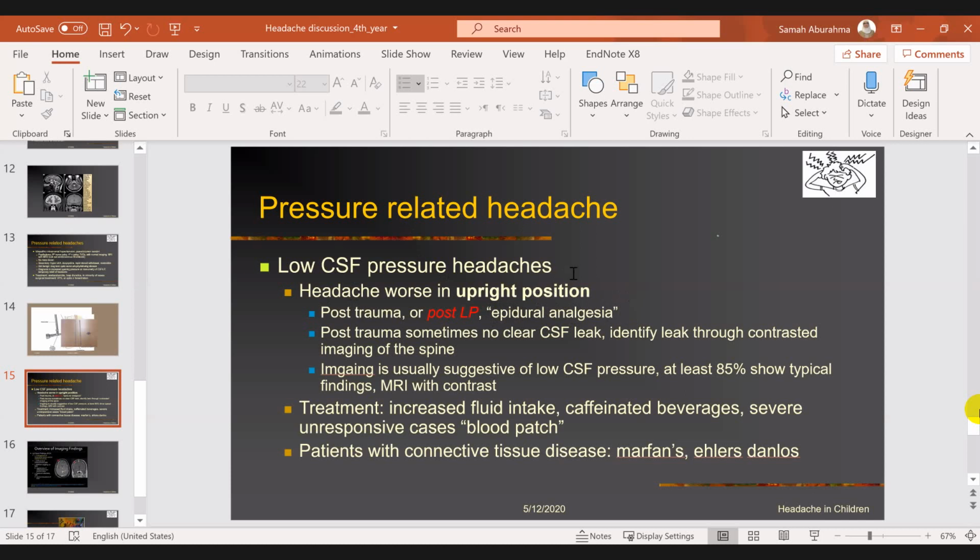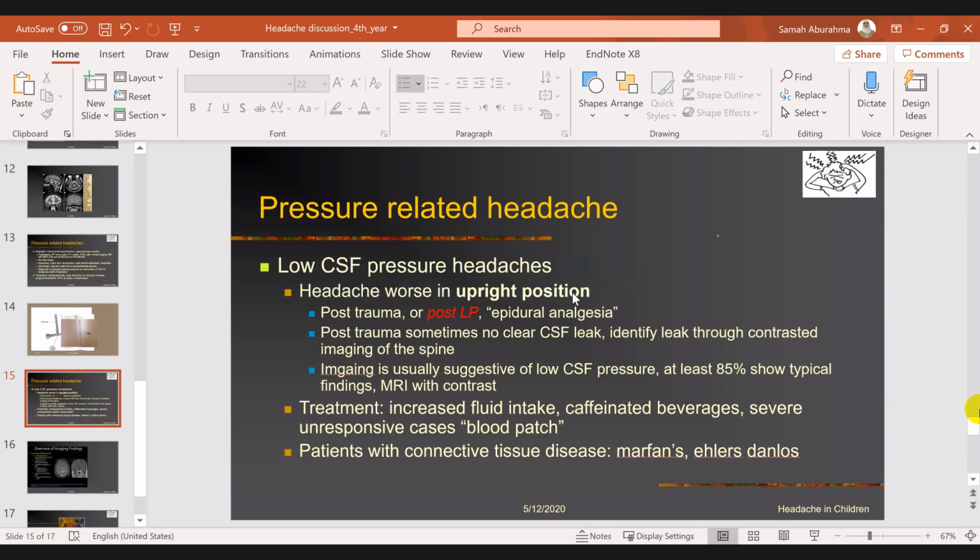Okay? Sometimes after trauma, of course, you can have a CSF leak. Sometimes this leak is from the nose. Sometimes we have to do contrasted imaging of the spine. This headache characteristically is worse in the upright position.